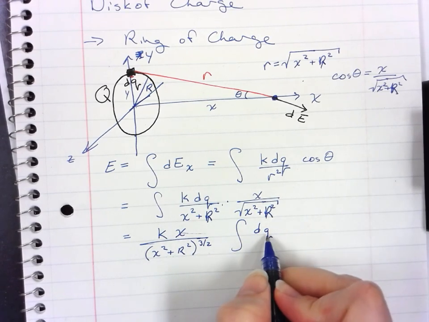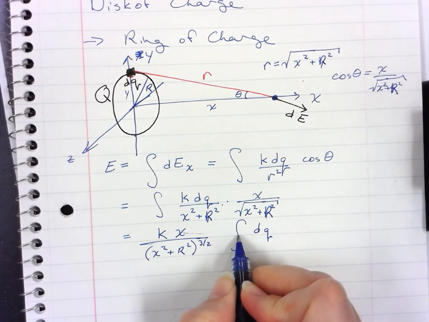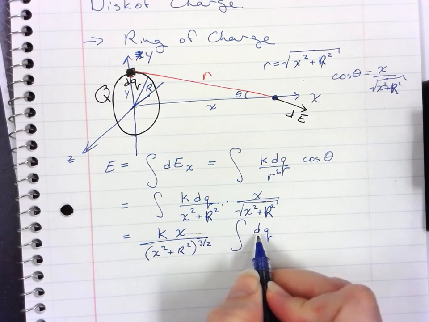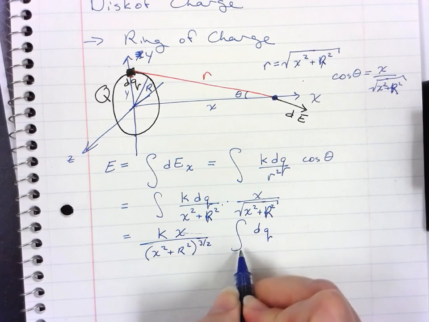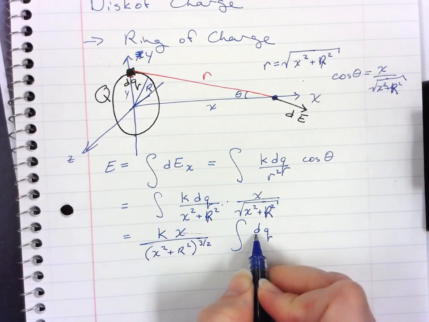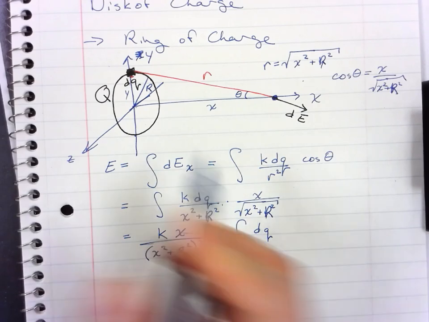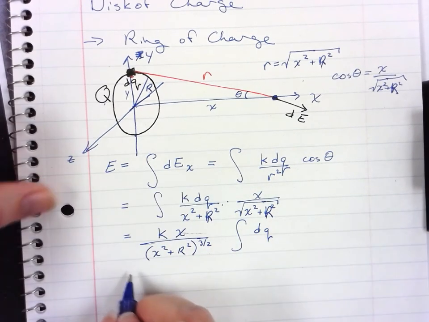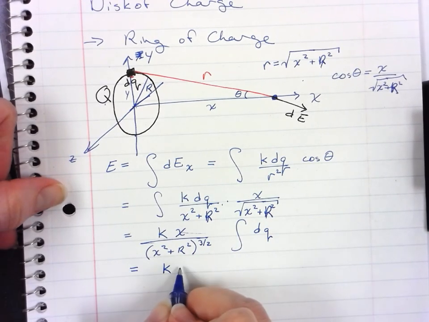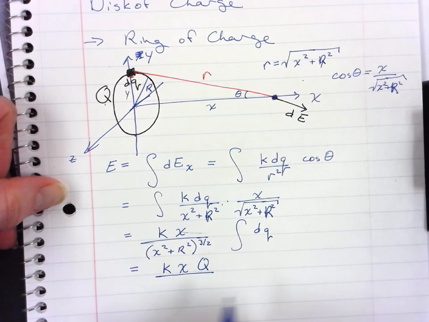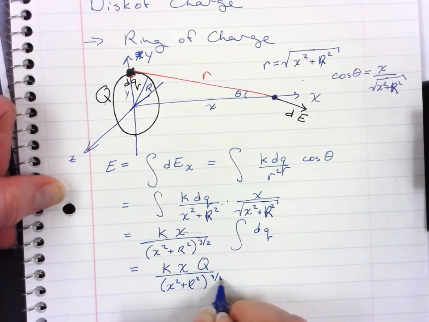Now remember, if we take the derivative of something and then integrate again, that means break it back into pieces and then add it all up. So the integral of a differential is just the original thing. The integral of all the dq's is just the total charge, big Q. So that gives our final answer of k x Q over x squared plus r squared to the 3/2 power.